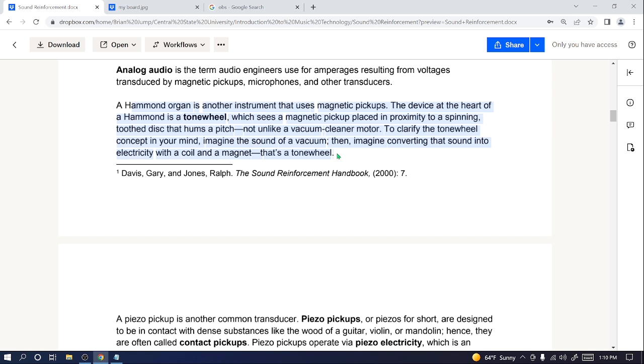Right? It's just like singing a note. So imagine if you had a little magnetic pickup right next to that little tone wheel. It's just converting that into electricity. That's what's happening in a Hammond organ. Every time you press one of the keys, it's just activating one of those tone wheels.